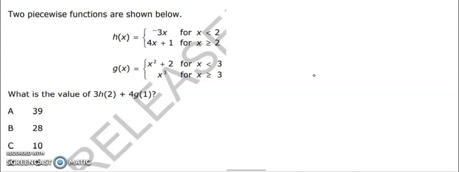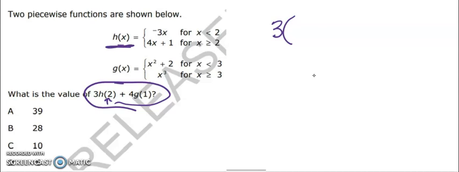Now what you're going to see on the end of course test is that they're going to give you 2 sets of equations. And you are going to have to do a process with it. So this says we're going to take 3 of h of 2, and we're going to add to it 4 of g1. So let's look at each of them individually. 3 times, which one in the h of x would 2 fit? It would be this one, greater or equal. So we're going to use this equation, and we're going to put our 2 in.